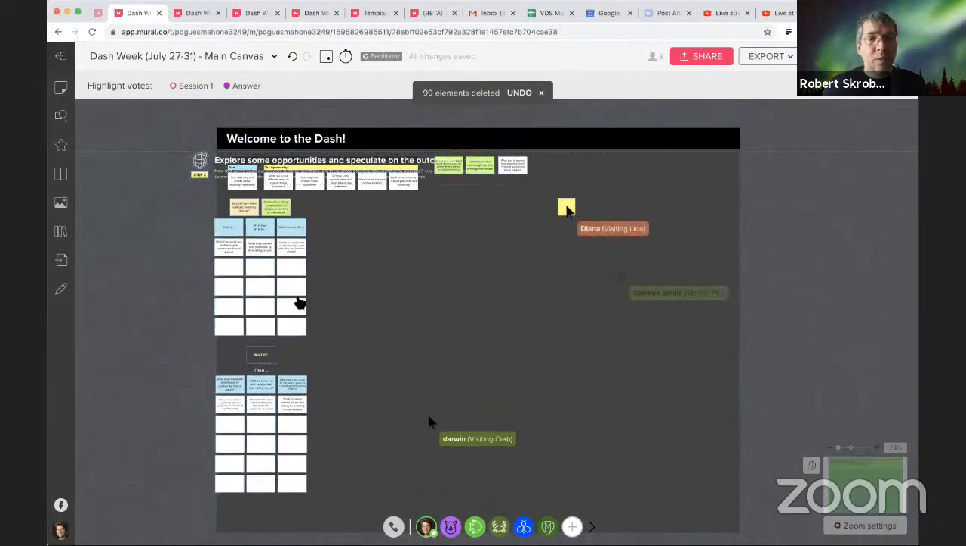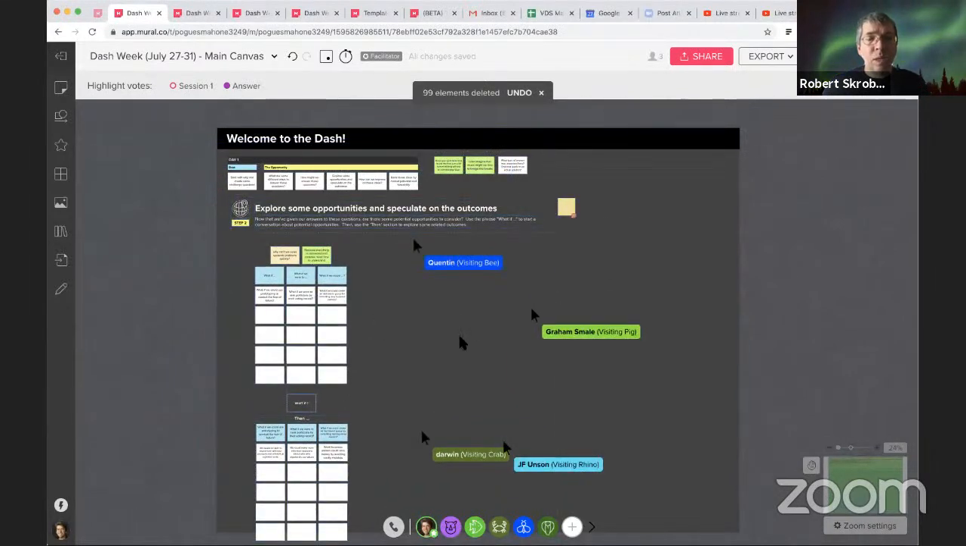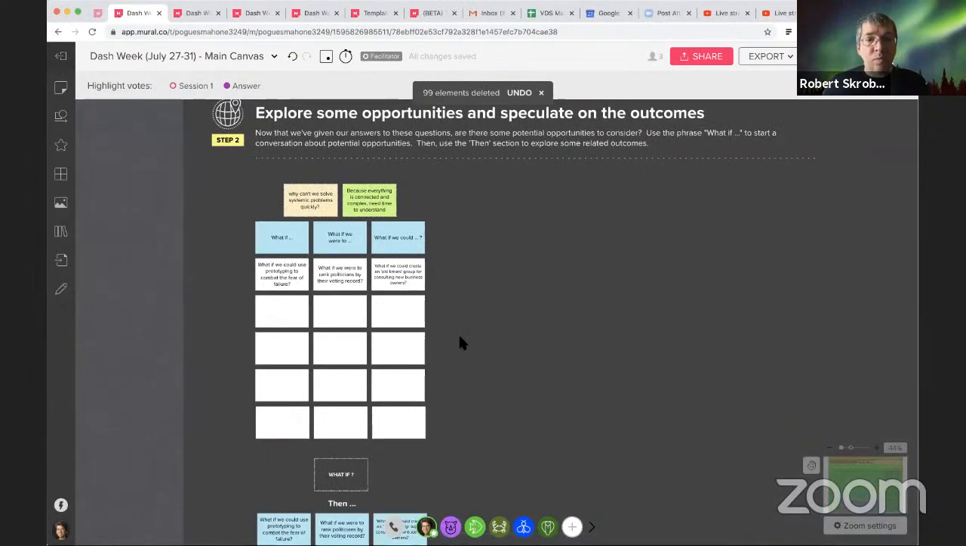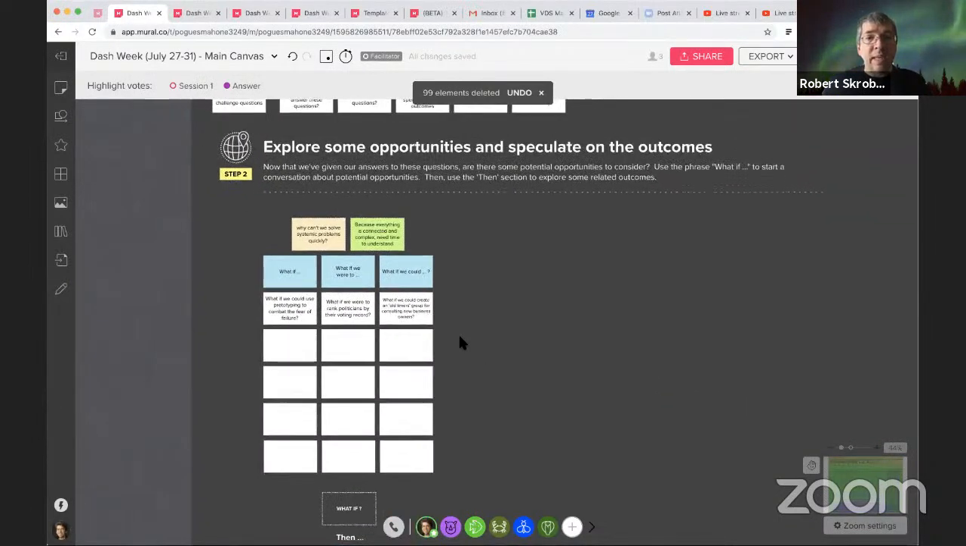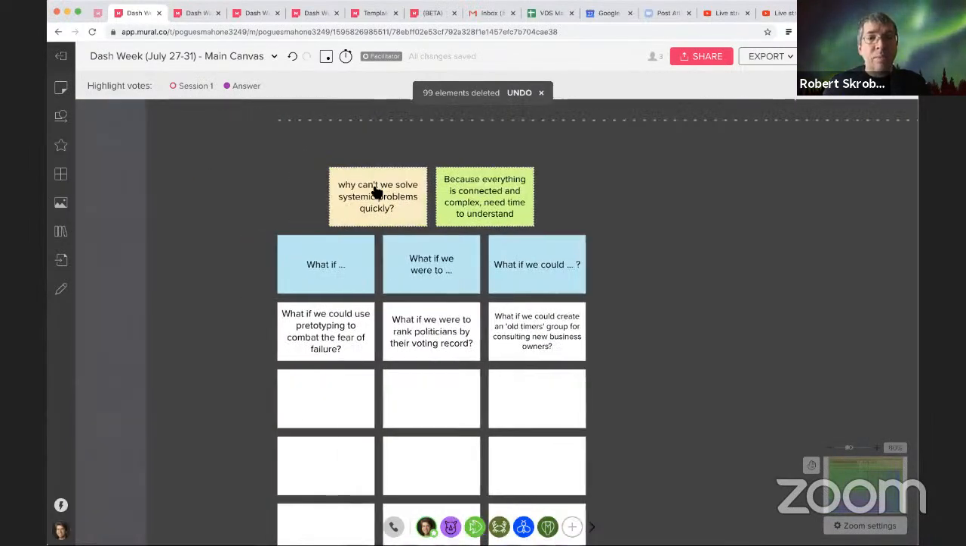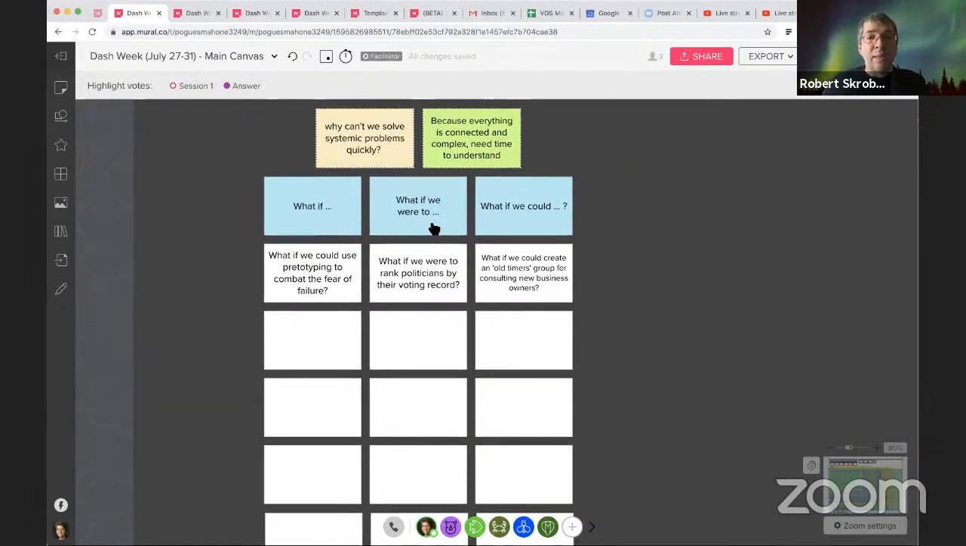Okay, so I've narrowed this down a bit. The intent of this particular exercise, now that we're back, is to explore some opportunities and speculate on outcomes. So if you've seen before, there is the question of why can't we solve systematic problems quickly? And the answer we initially gave is because everything is connected and complex and needs time to understand. So what we're going to do at this point is start asking what if questions. For example, what if we could use prototyping to combat the fear of failure? These are all different examples of how to use these particular questions.